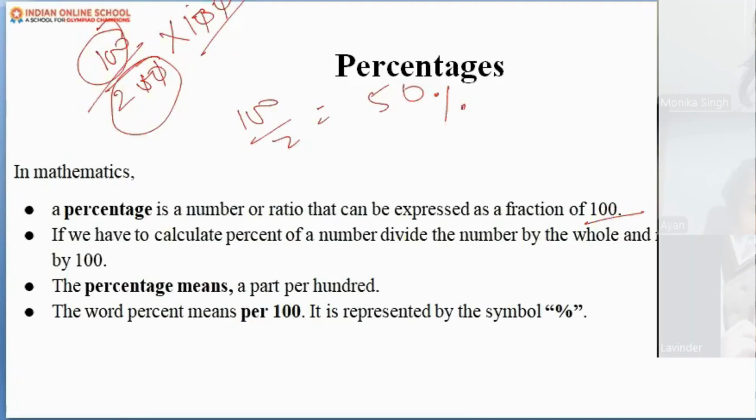The word percent means per 100. We have to divide the value by the total and multiply by 100. Suppose you have got 3 chocolates, 3 chocolates and total number of chocolates.